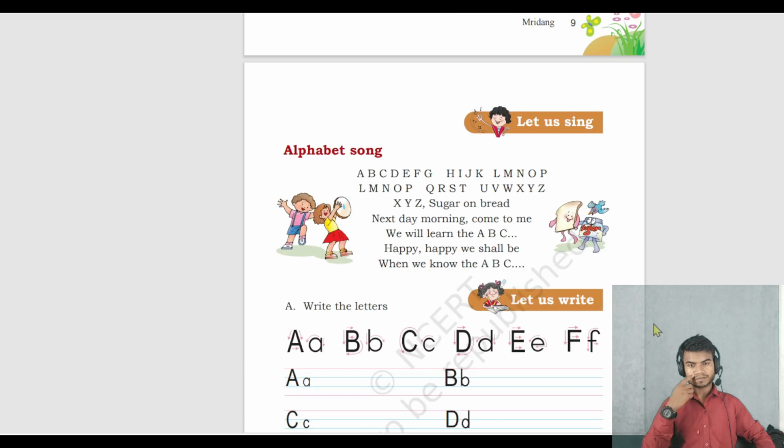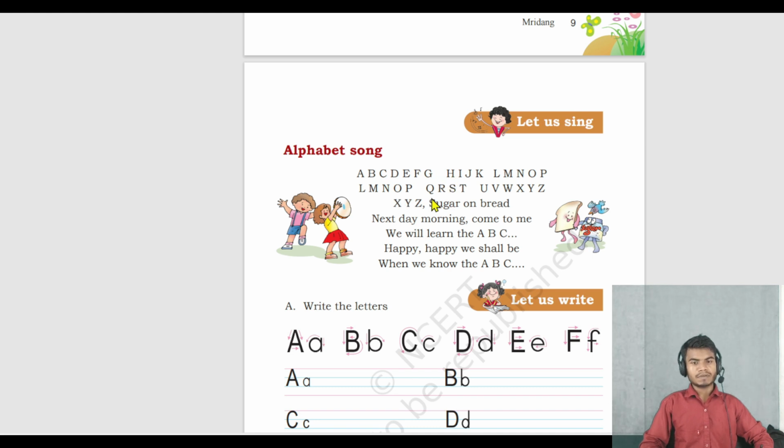Okay, let us sing the alphabet song. I will try to read this, just like a kid, in rhyming. If I make a mistake, forget it, ignore it.